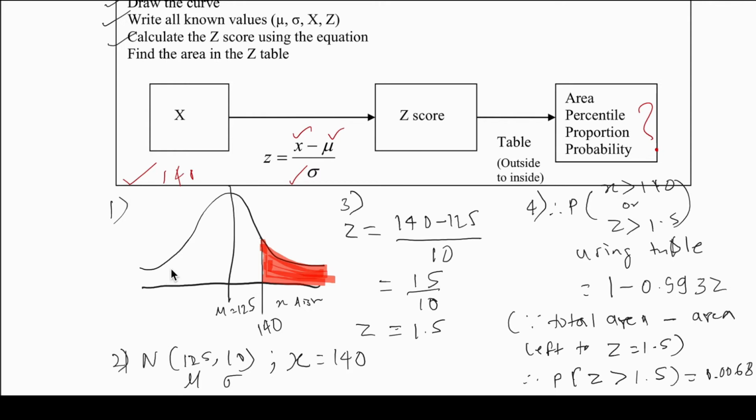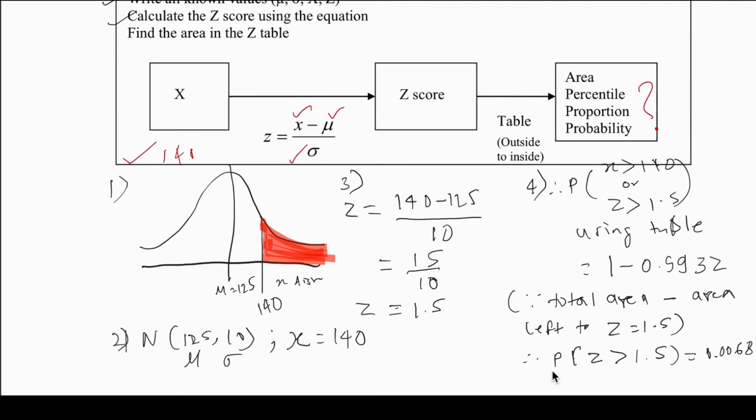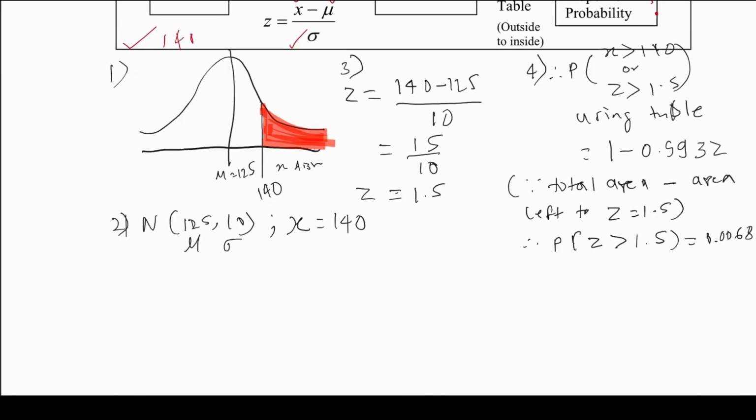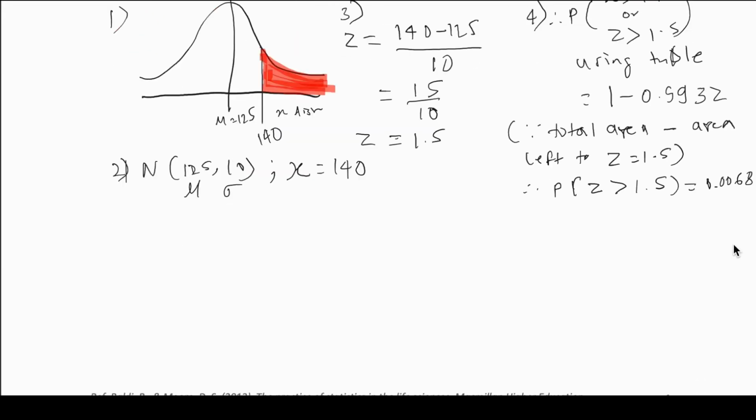So that's white, but we are interested in this red area, everything above 140 blood glucose. That's why we are subtracting that particular z left from 1. That's how we get the probability of z being greater than 1.5, or you can also say x being more than 140. In other words, the probability that Sheila is diagnosed with gestational diabetes would be 0.0063.